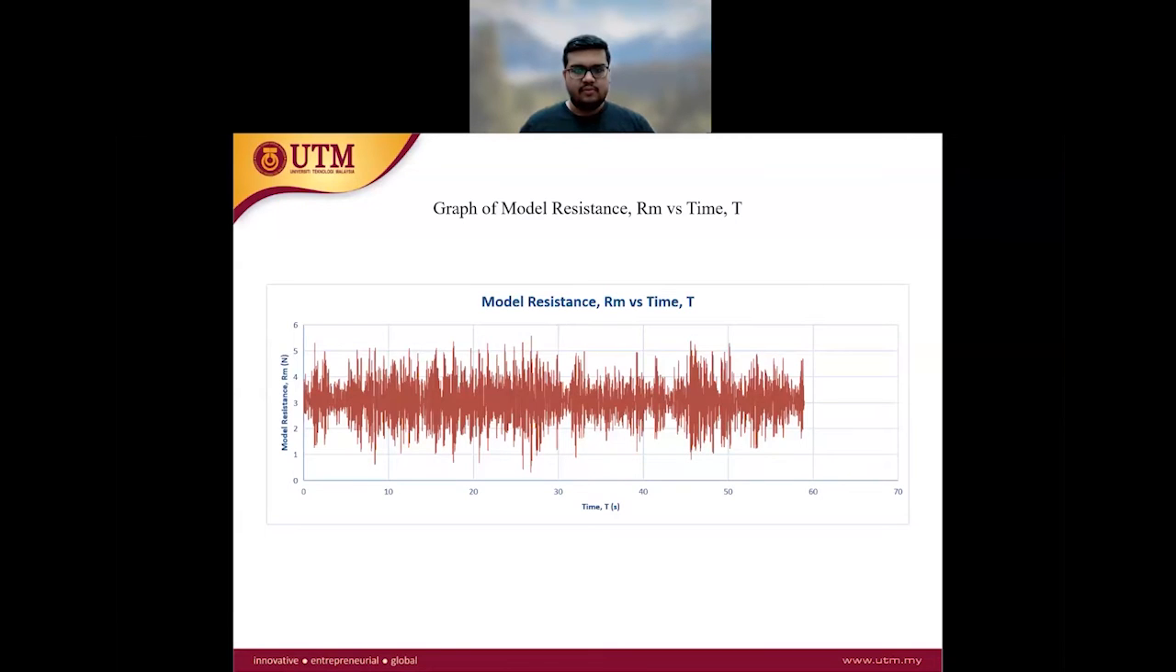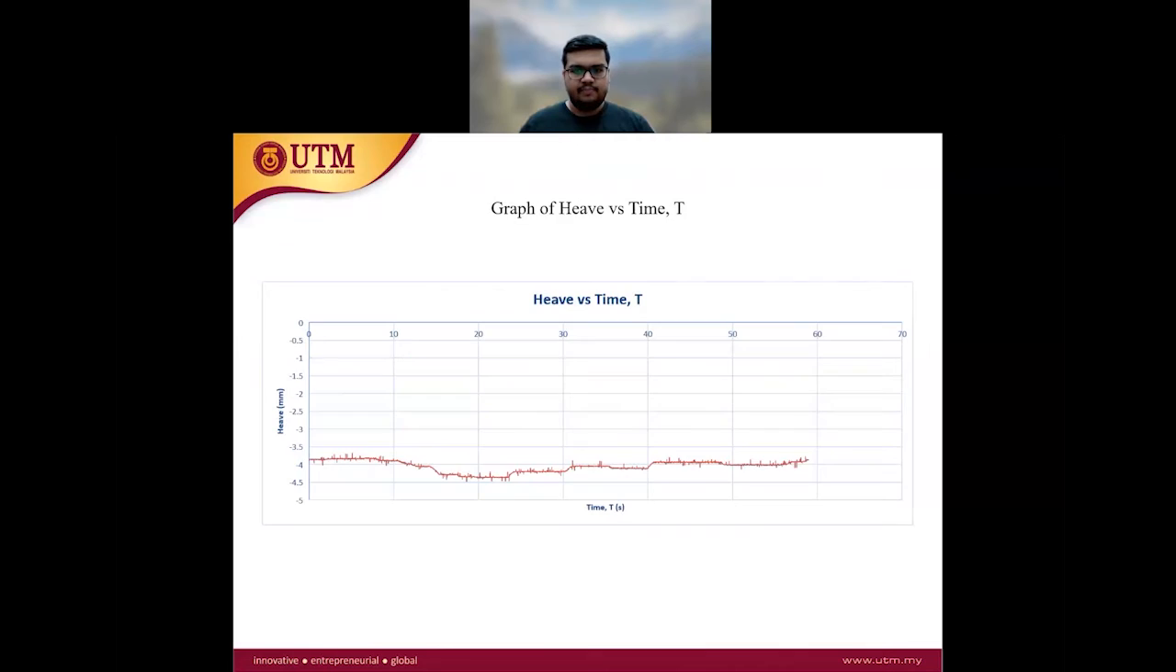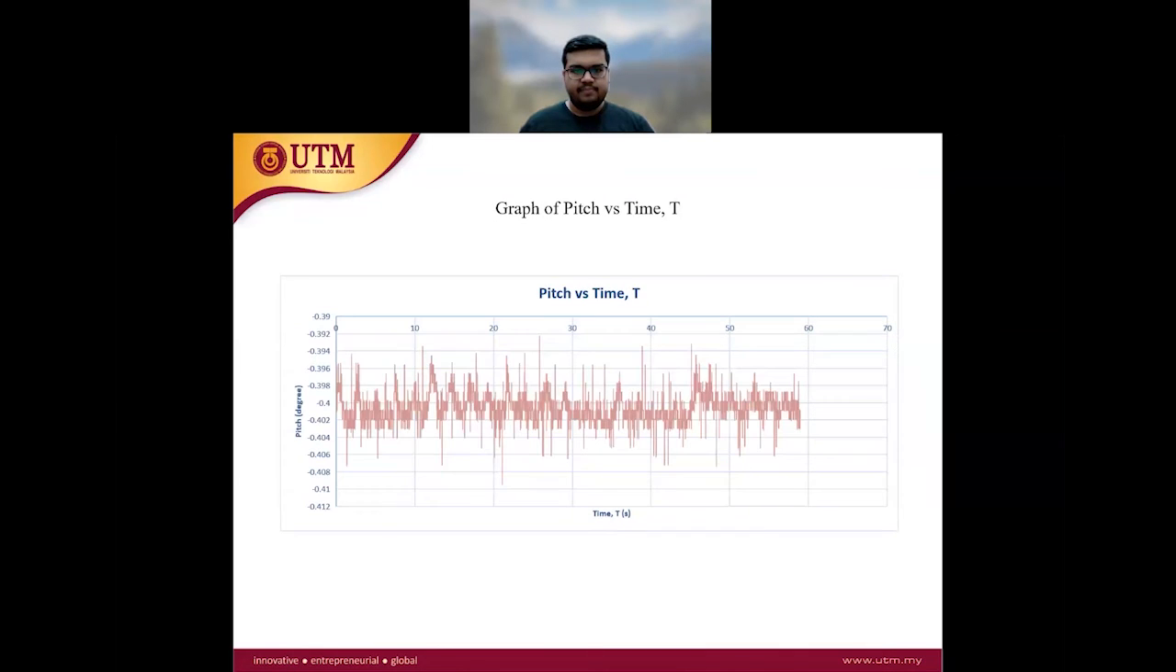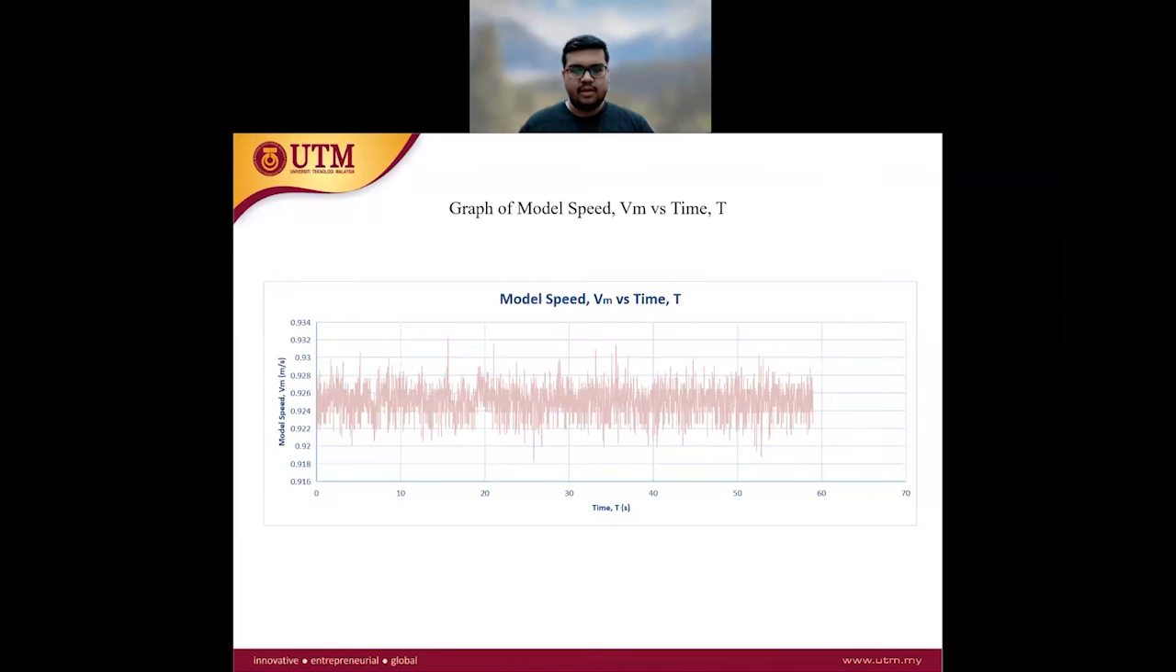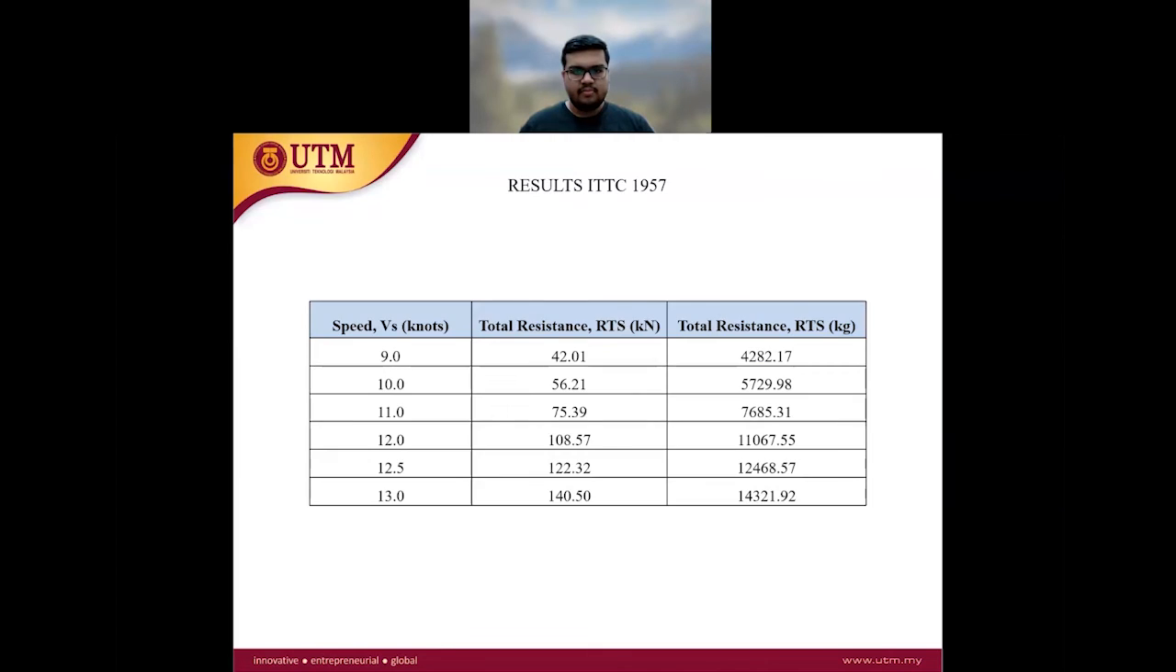This is the result for the experiment. From the data given, a few graphs are plotted, which are the model resistance Rm versus time, Q versus time, pitch versus time, and also model speed Vm versus time. The result of total resistance for ITTC 1957 is converted from kilonewton to kilogram by dividing by 9.81.